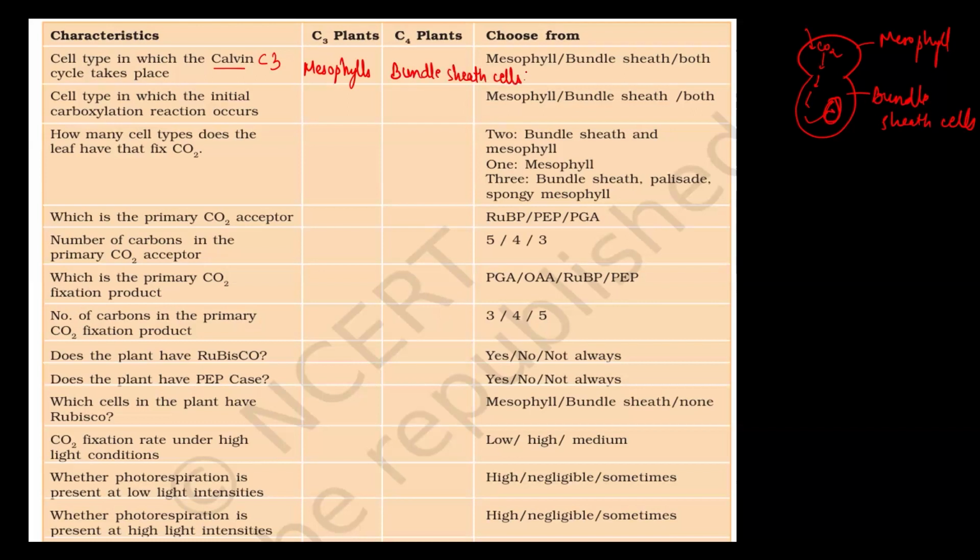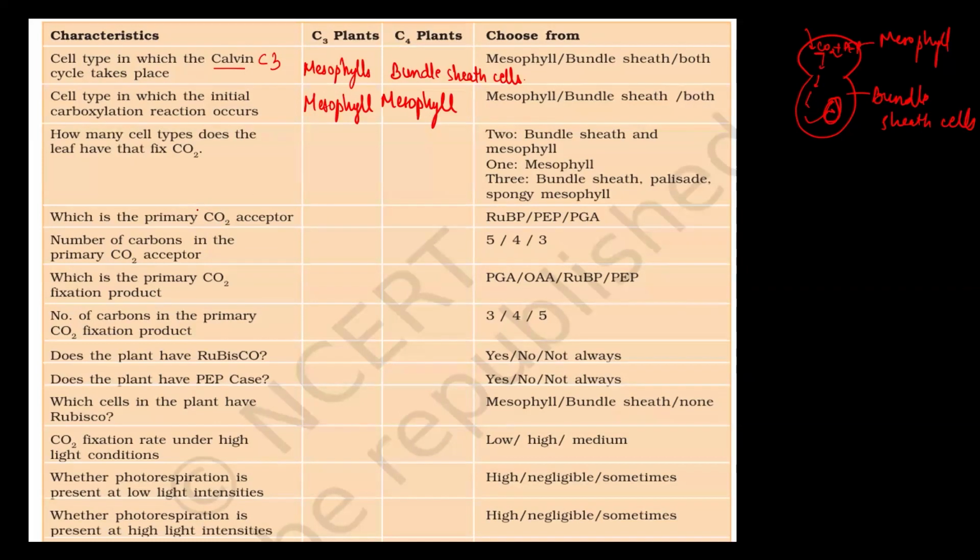Bundle sheath cells. Now, what cell type is it in which the initial carboxylation reaction occurs? So in the case of C3 plant, it has only one type of cell, that is mesophyll cells. So in C3, it will happen in mesophyll. Now, in the case of C4 plants, where the initial carboxylation takes place, the carboxylation takes place here in the mesophyll itself, right? Because here CO2 binds to PEP, right? So in the case of C4 also, it takes place in the mesophyll cells.